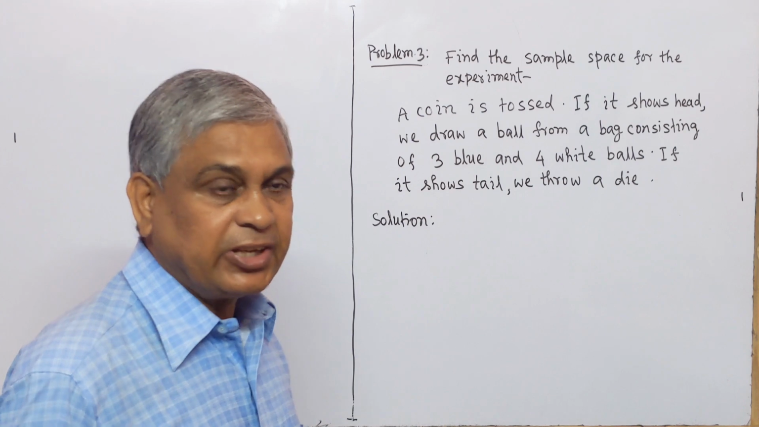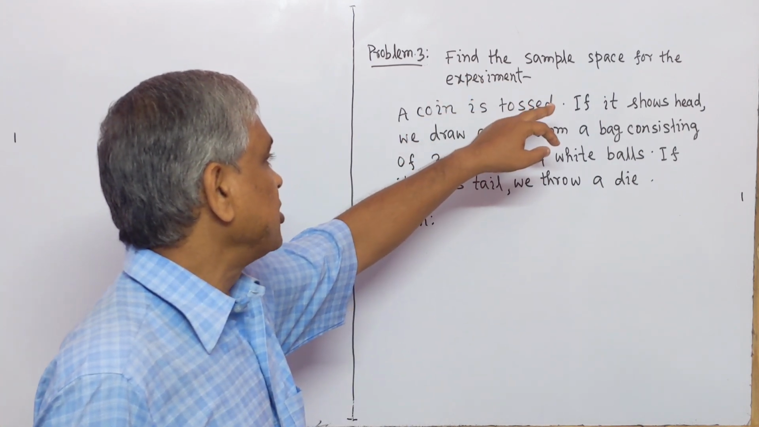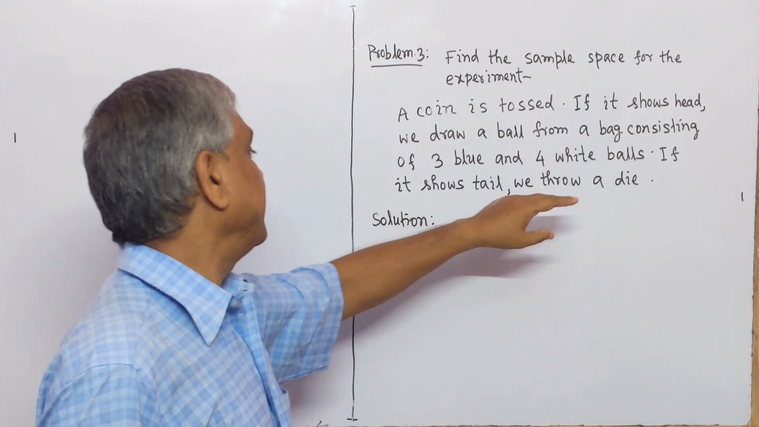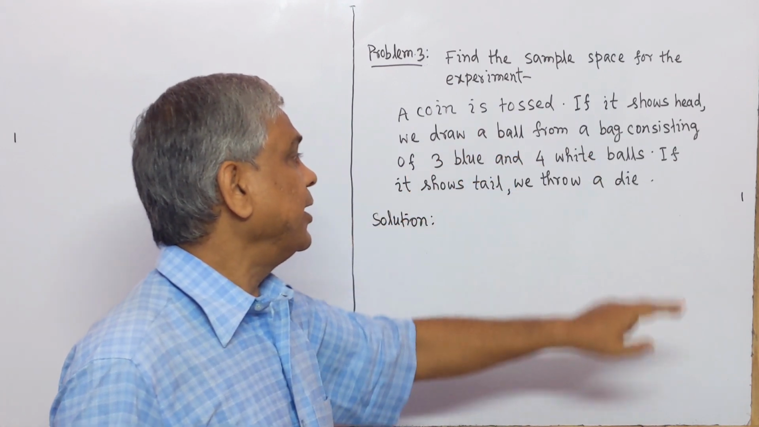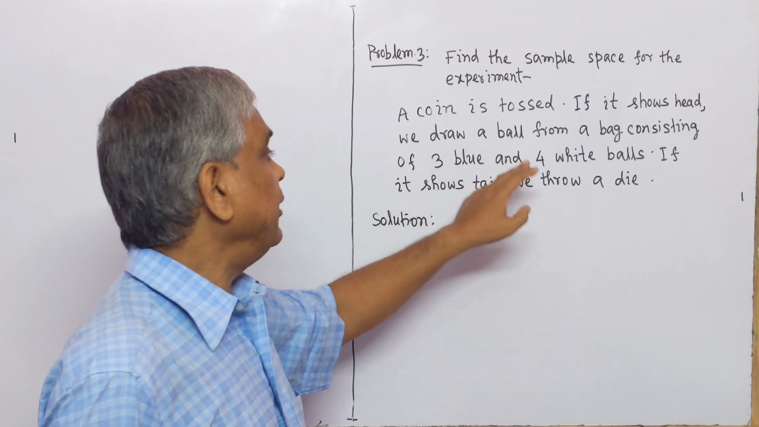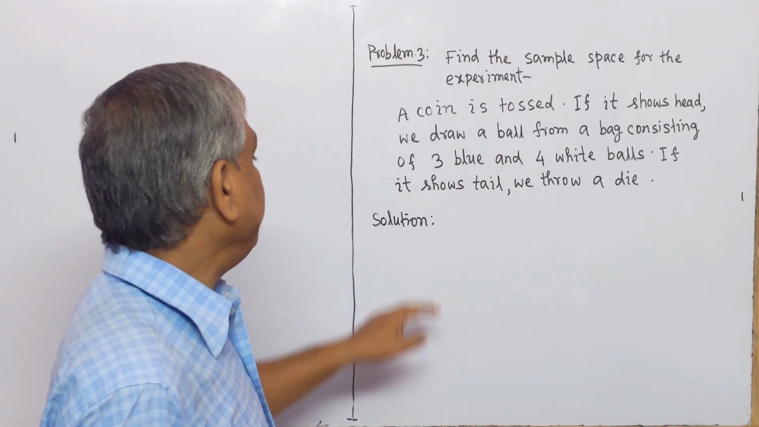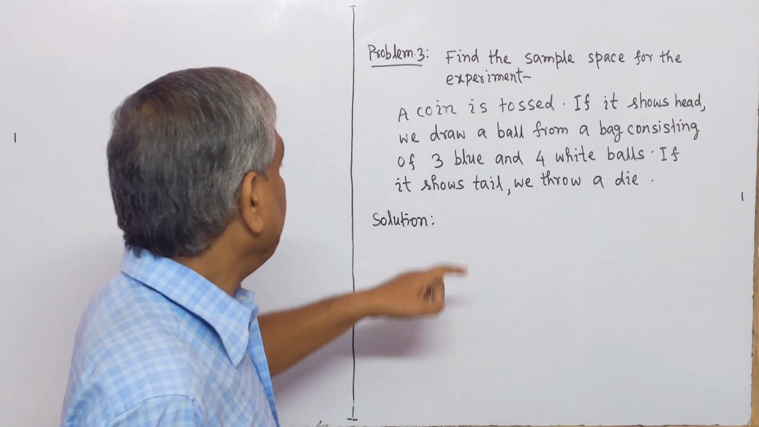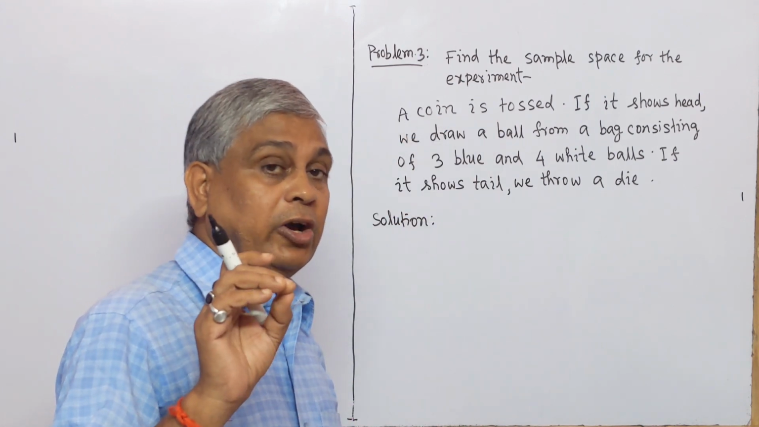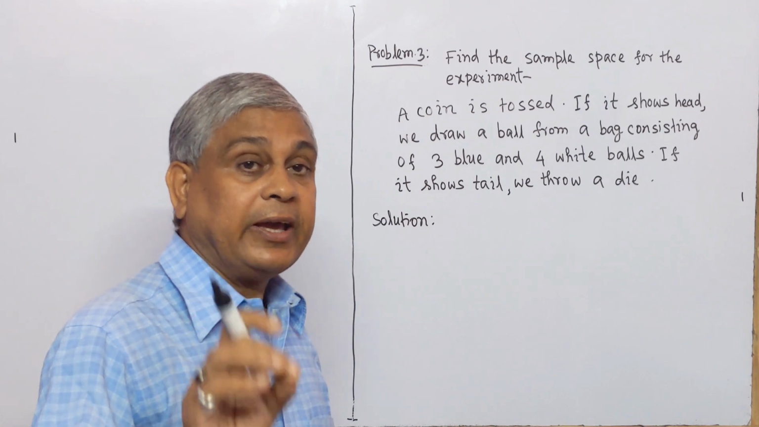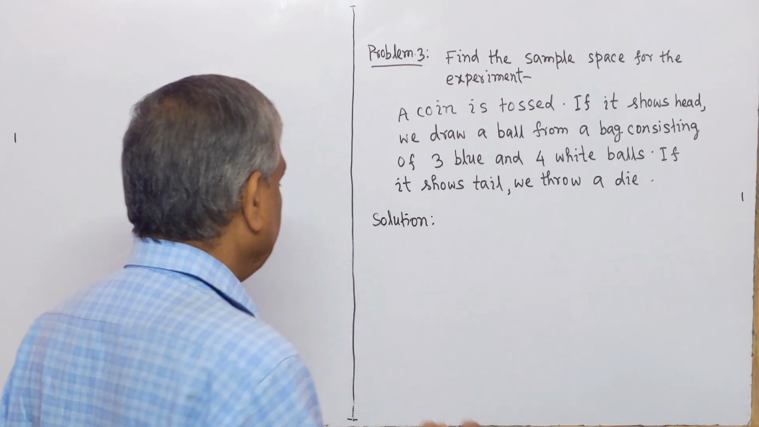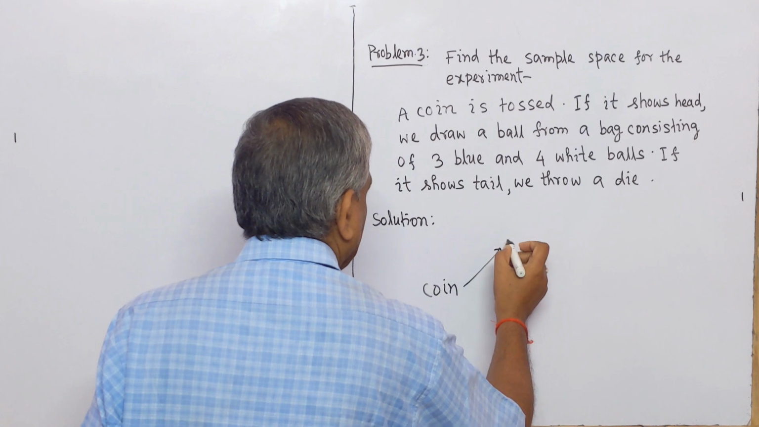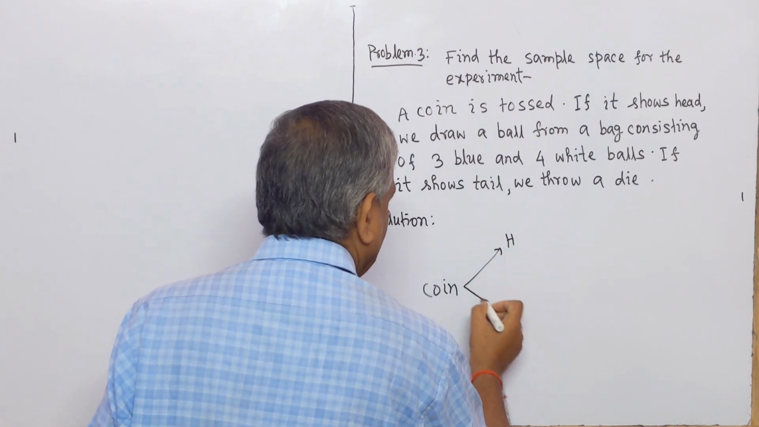Now we solve problem number 3. Find the sample space for the experiment. A coin is tossed. If it shows head, we draw a ball from a bag consisting of 3 blue and 4 white balls. If it shows tail, we throw a die. Firstly, the coin is tossed, and we may get the outcome head or tail.